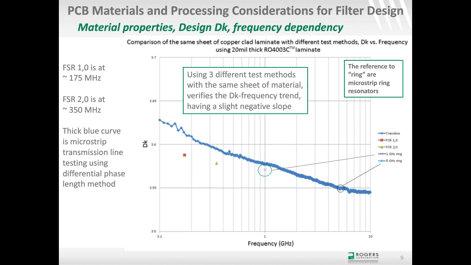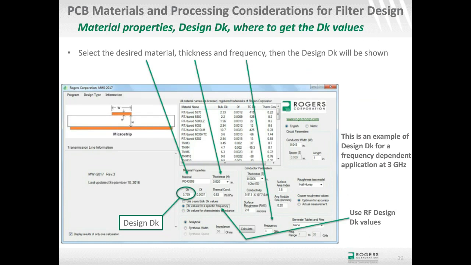Where to find design decay? On our Rogers Technologies Support Hub website, we have software that can be downloaded or run on one of our web pages, which is MWI 2018. The screenshot shown here is actually MWI 2017. We just recently upgraded that to MWI 2018. It's going to have the exact same screenshot as shown here. We've just upgraded that, added a few new materials, and were able to get rid of a few bugs too.